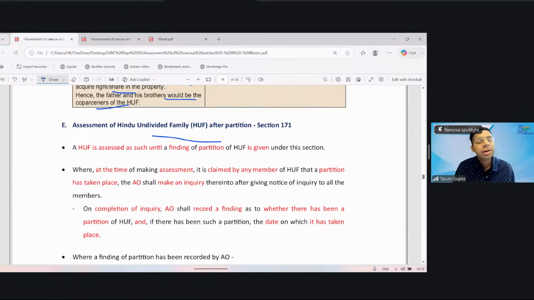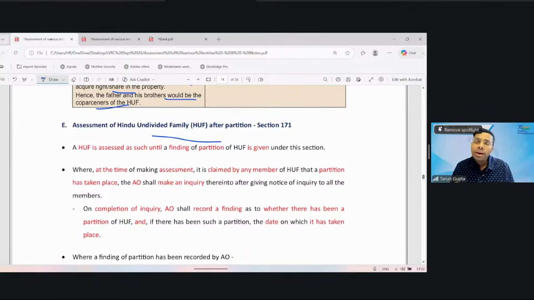So in a full partition, the entire property of the HUF has to be distributed among all the members of the HUF. If either the property is partly distributed or the members are not the complete whole, then it is a partial partition, which is not recognized by the Income Tax Act. And for income tax, there is no partition if there is a partial partition. In case of partial partition, all the income is taxed in the hands of the HUF only. So HUF remains an HUF unless there is a total partition of the HUF.